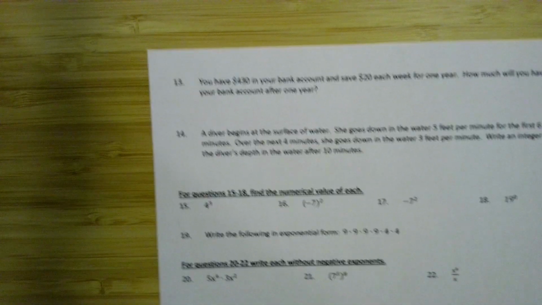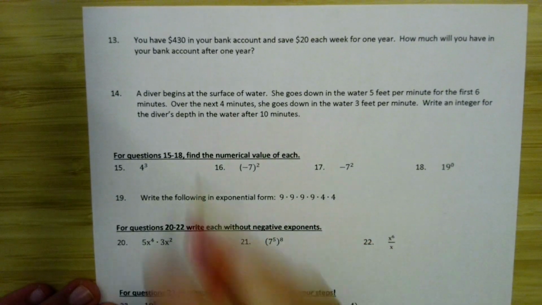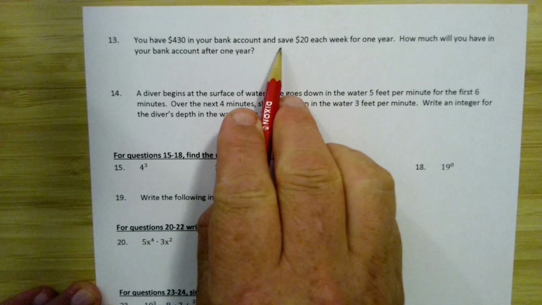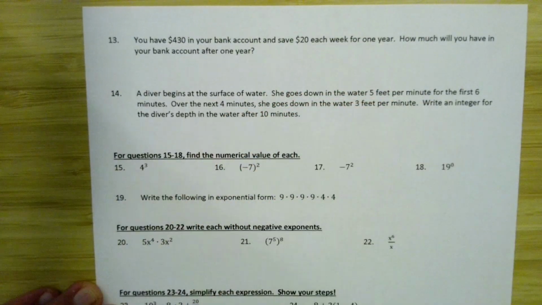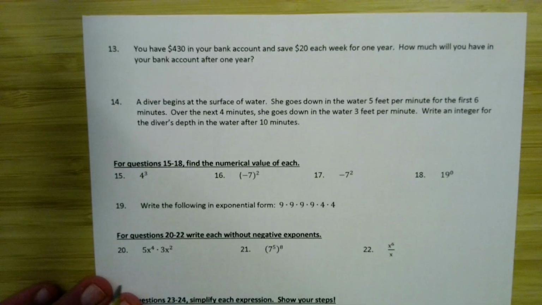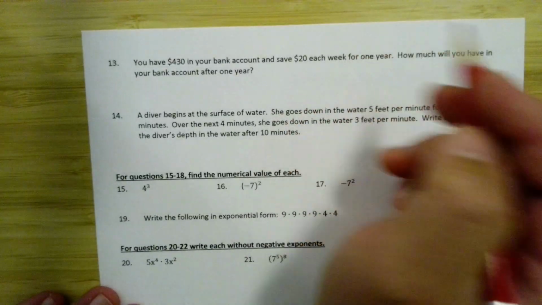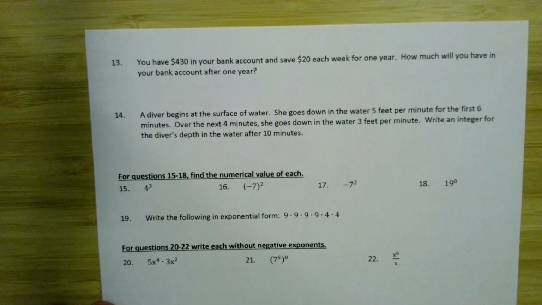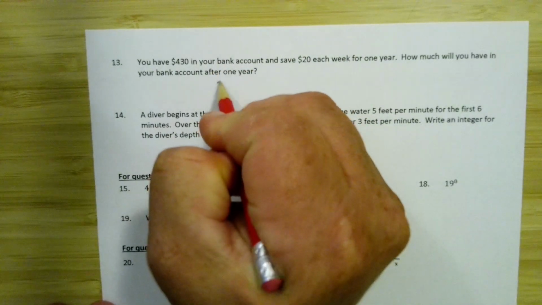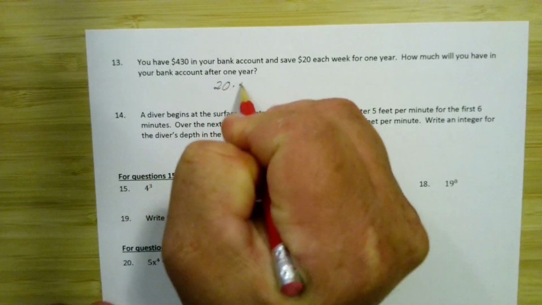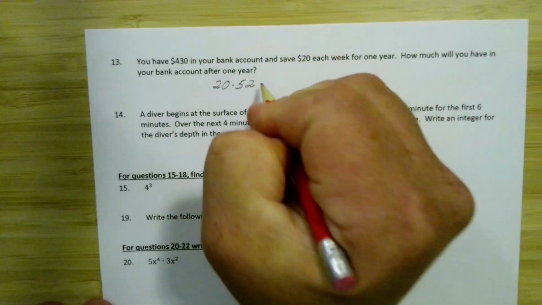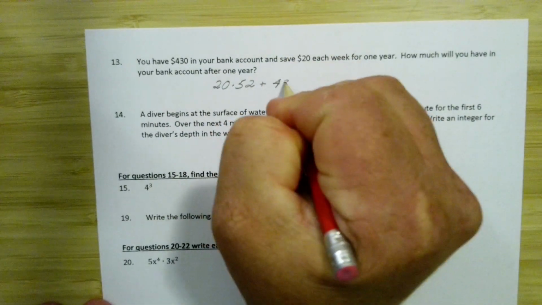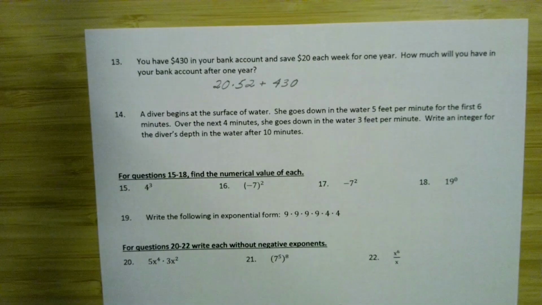Let's move on and do a little bit on page 2. You have $430 in your bank account and save $20 each week for 1 year. How much will you have in your bank account after 1 year? So how many weeks are in a year? Well, there's 52. So this would be 20 times 52. We've got to figure that out, and then we're going to add that on to 430. So that's how we're going to do this.